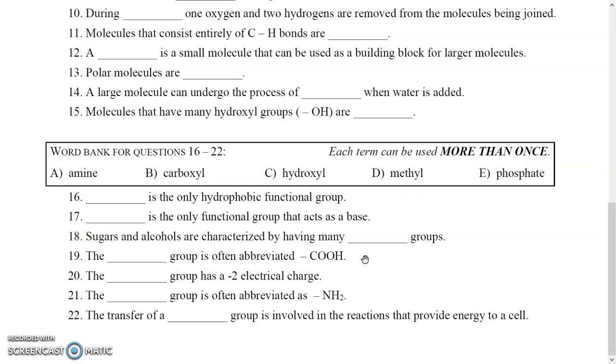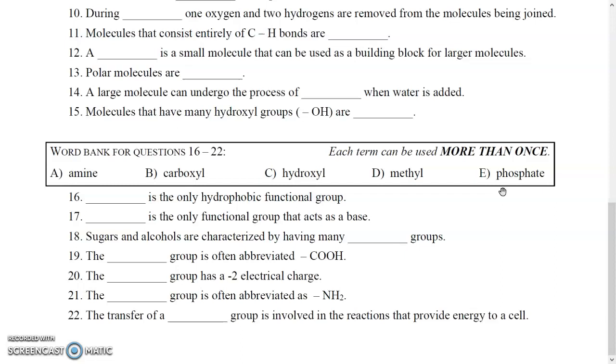Number 20, the blank group has a -2 electrical charge. That's going to be E, your phosphate group. There's so many oxygens in that phosphate group, and remember, they like to hog electrons. Oxygens are very electronegative, and that's what gives a phosphate group its -2 charge.